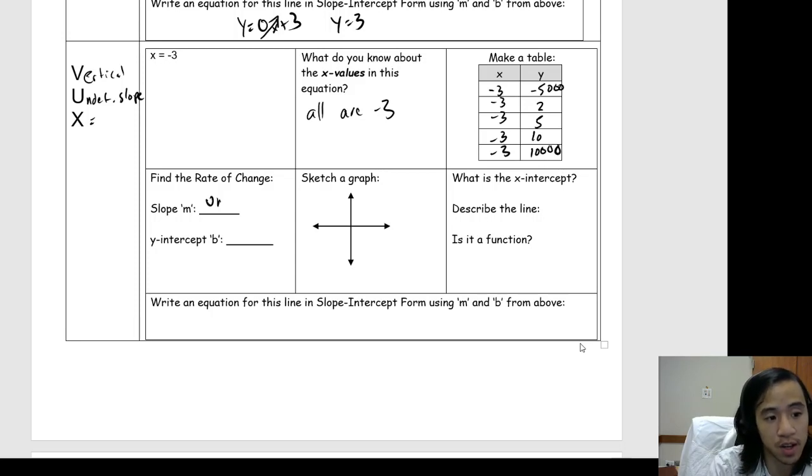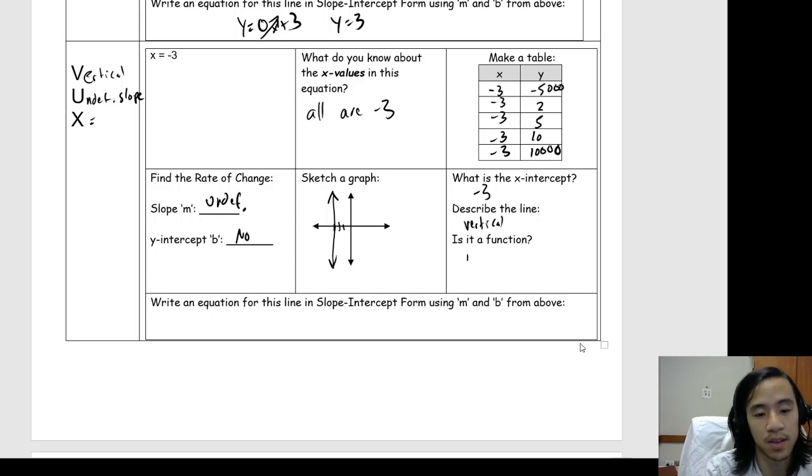The slope, we said, is undefined. And there is no y-intercept, because when we draw this graph, we're going to have a vertical line passing through x is negative 3. It just looks like a line straight up. It never passes the y-axis. The x-intercept passes the x-axis at negative 3. It's a vertical line, and it is not a function.